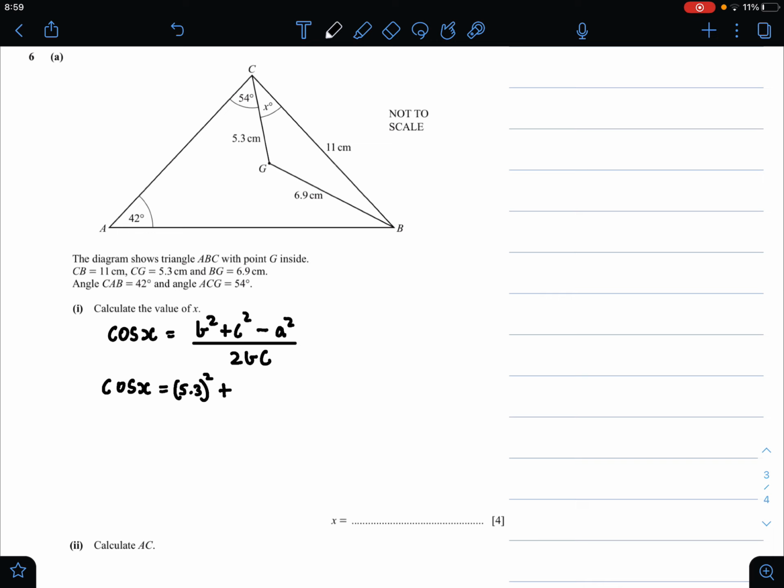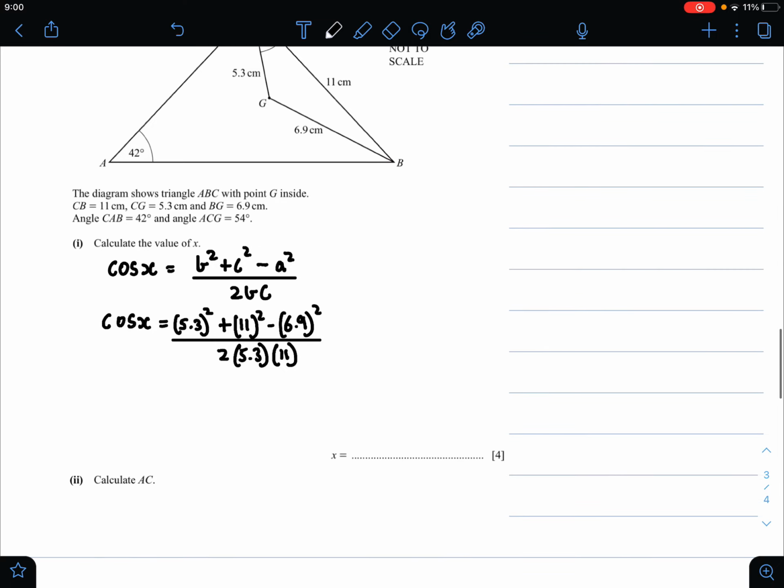So 5.3 square plus 11 square minus 6.9 square whole thing divided by 2 times 5.3 times 11. So how I got this formula is basically I used the original formula itself, that is a square is equal to b square plus c square minus 2bc multiplied by cos a. I just made cos a the subject of the formula.